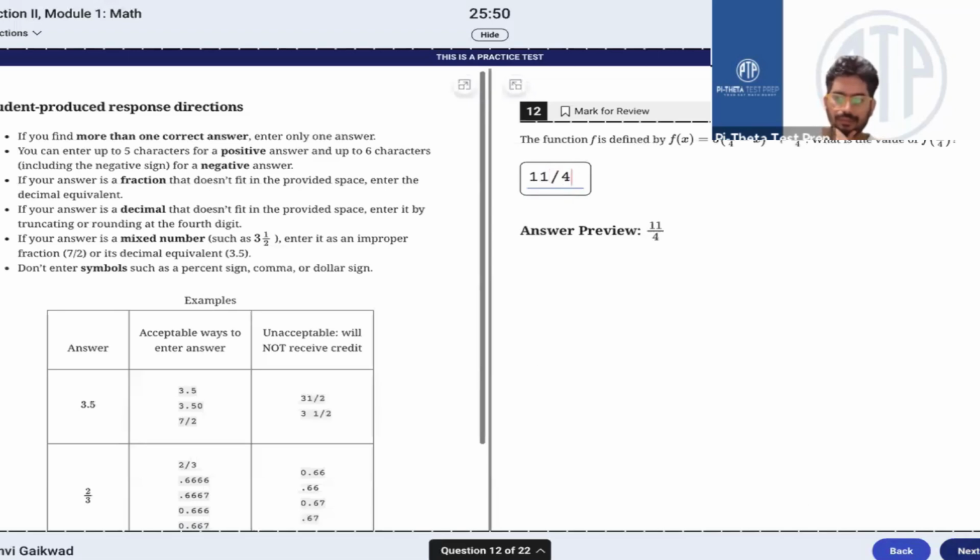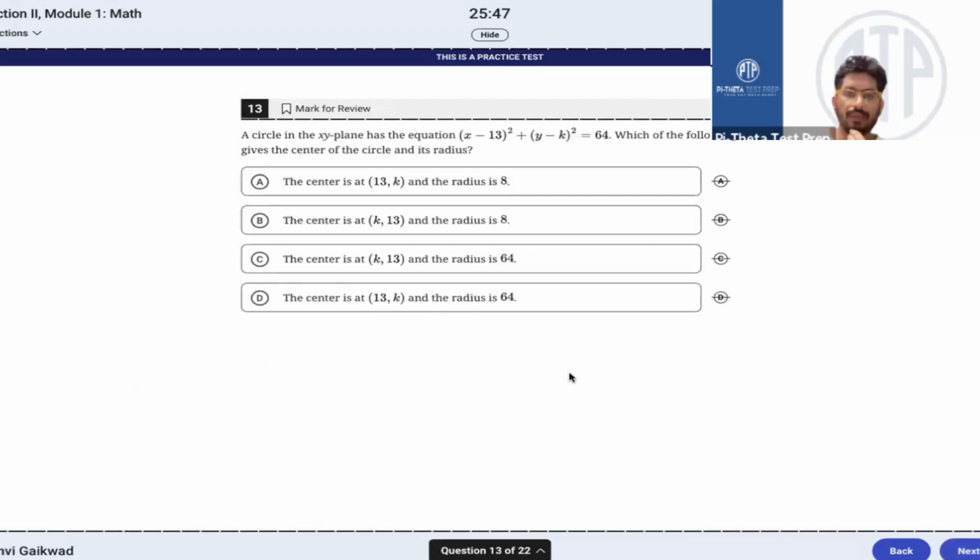11 by 4. Going to the next part, the circle in the xy plane has the equation; which of the following gives the center of the circle and the radius.